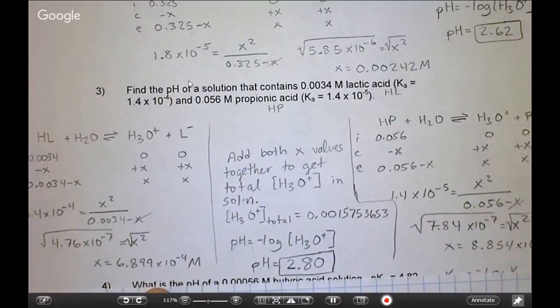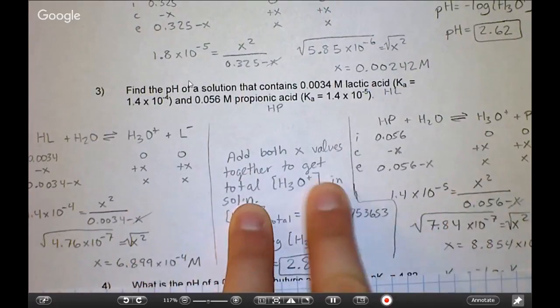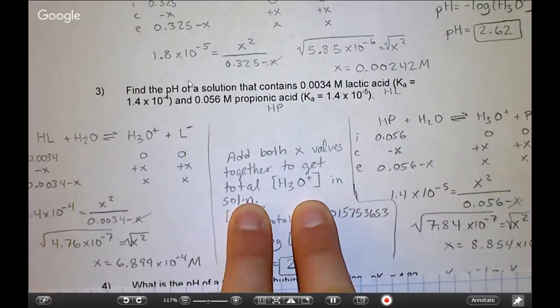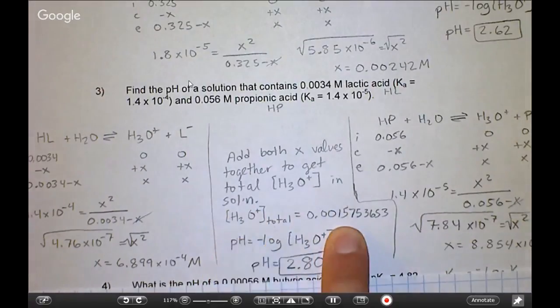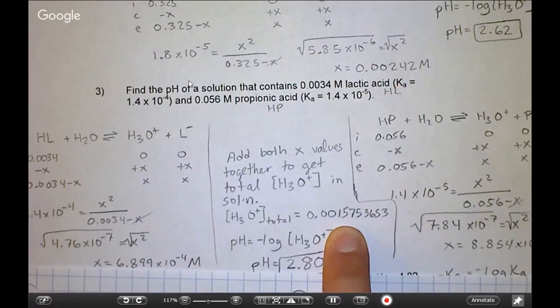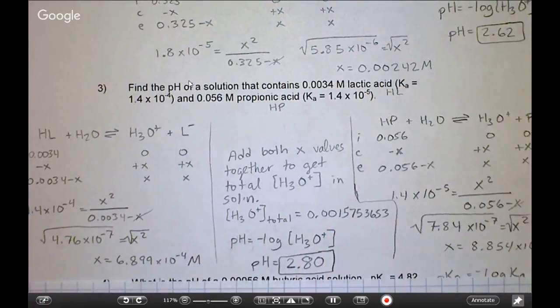So we have our X being our hydronium concentrations. If I add them together to get a total hydronium, then our total hydronium concentration comes out to this value, which I just wrote as the full calculator answer. And then pH is negative log of hydronium, so we plug that in, and we get 2.80 for the overall pH.